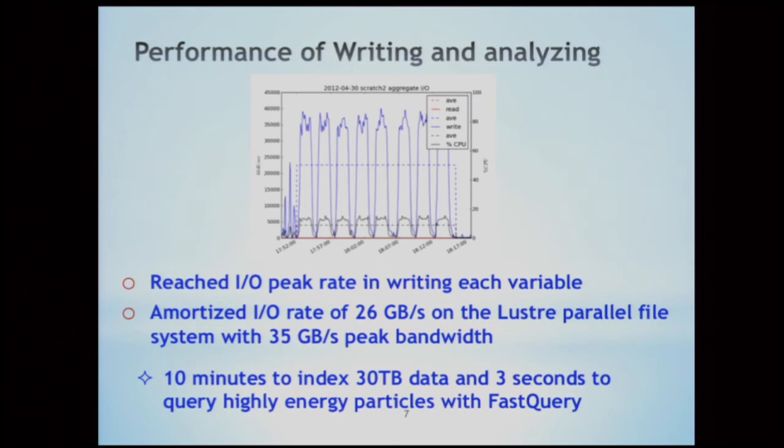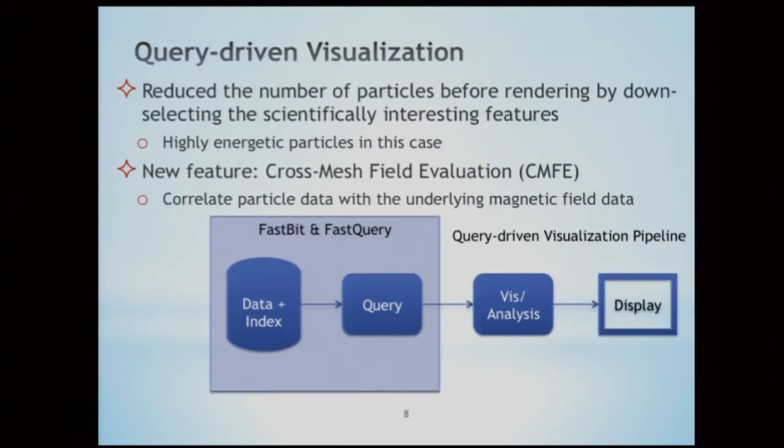We achieved very good performance, 26 gigabytes per second on a 35 gigabytes per second Lustre file system. We used FastBit and FastQuery to index the data very fast and to query the highly energetic particles, what we were looking for at the time, very fast. We used query-driven visualization. We installed FastQuery within the VisIt framework so that we only look at the data we want. We can just query the data and then display it as we want.